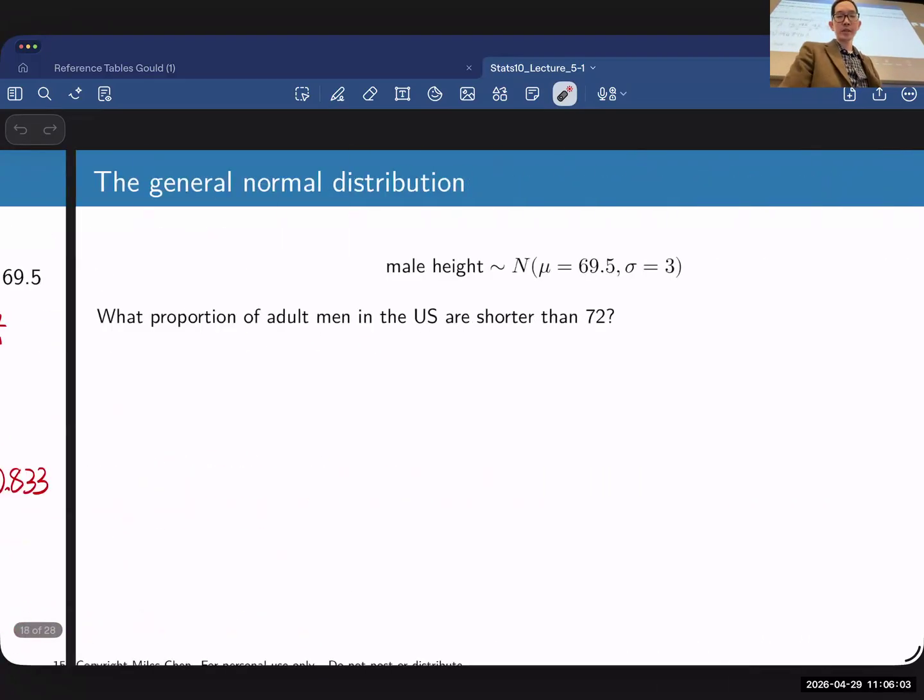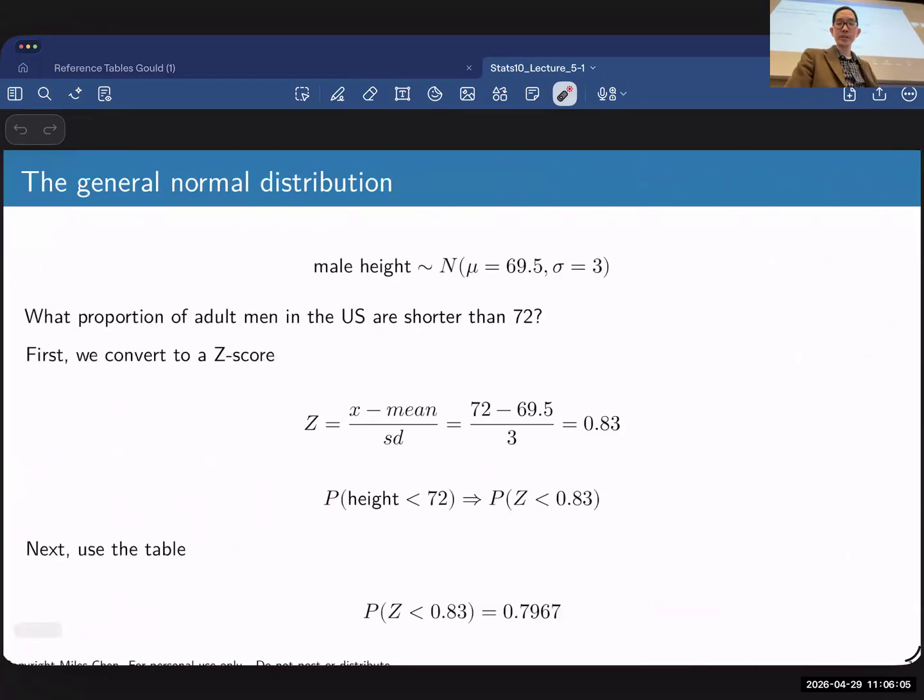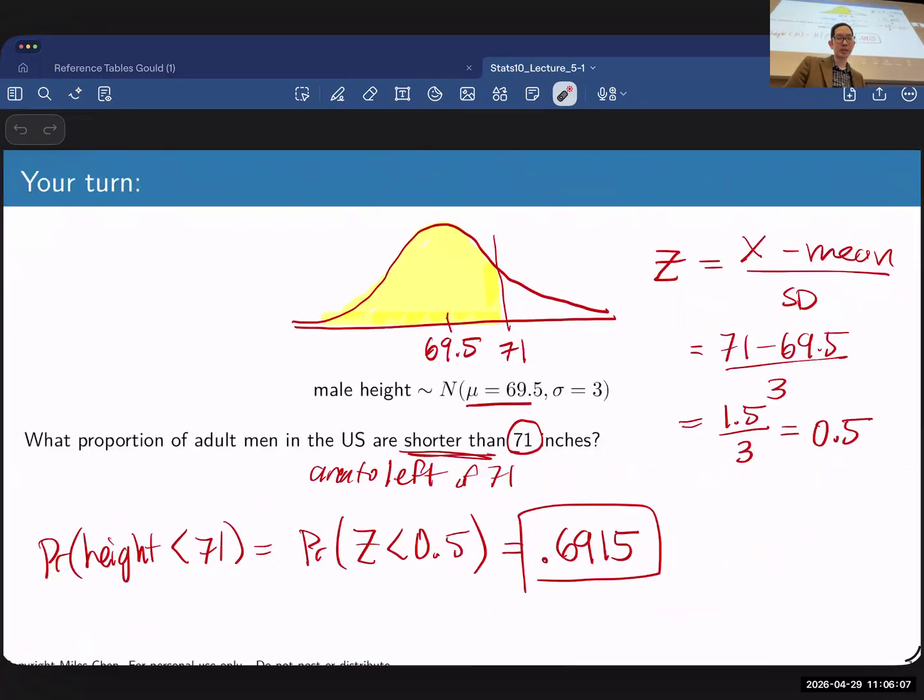So we have that, okay? We did another example, and I said what proportion are shorter than 71? So shorter means we're going to the left of 71. In our case, 71 is 1.5 inches above the mean. If each standard deviation is 3 inches, then 71 is half a standard deviation above the mean.